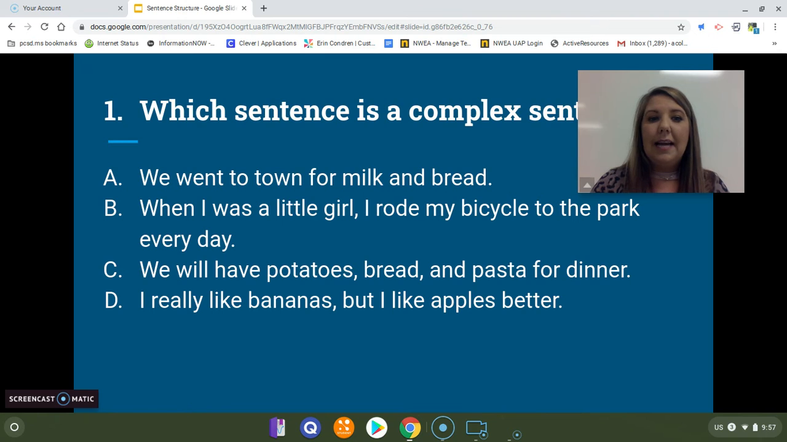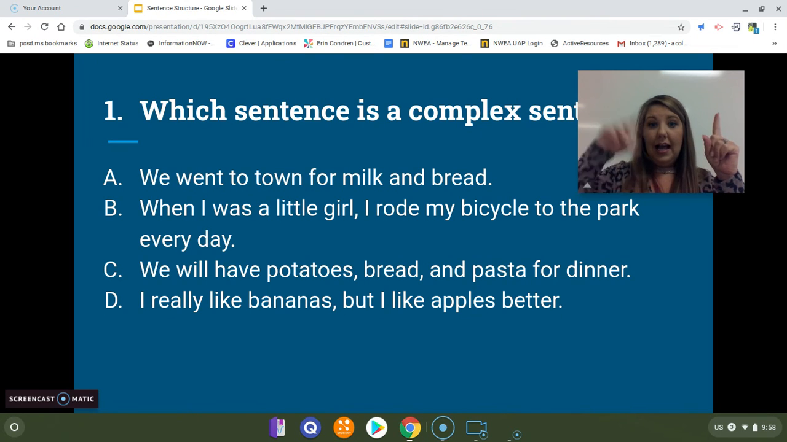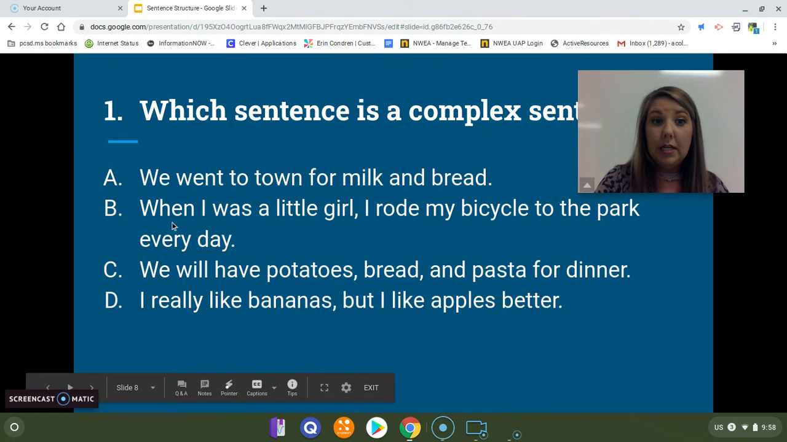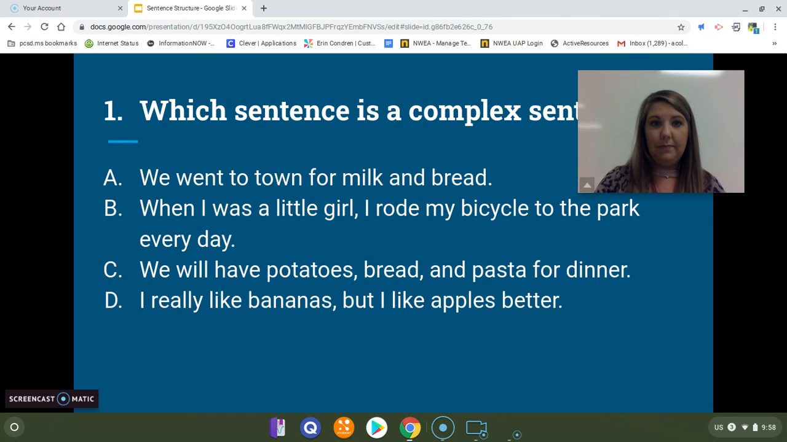D, I really like bananas, comma, but I like apples better. I really like bananas is a simple sentence. I like apples better is a simple sentence. We merge them. So that's compound. So yes, B is our complex sentence. It has the subordinating conjunction when here. So we do need the comma. When I was a little girl, comma, I rode my bicycle to the park every day. Very good.